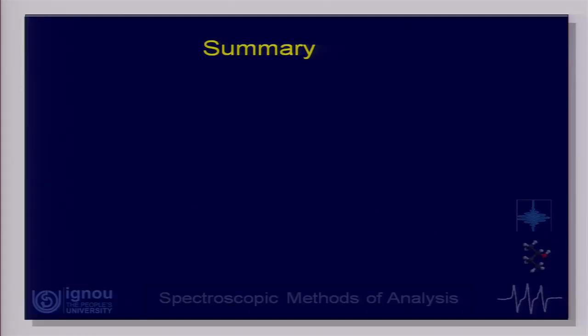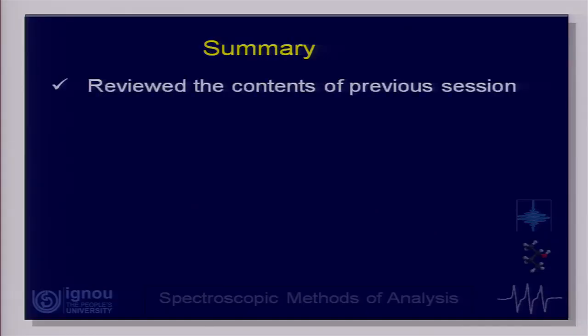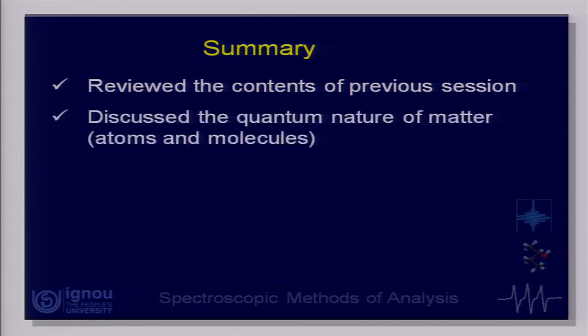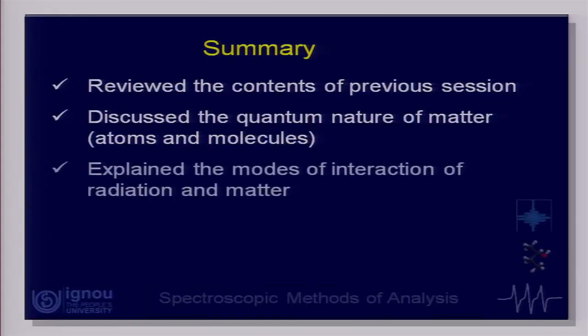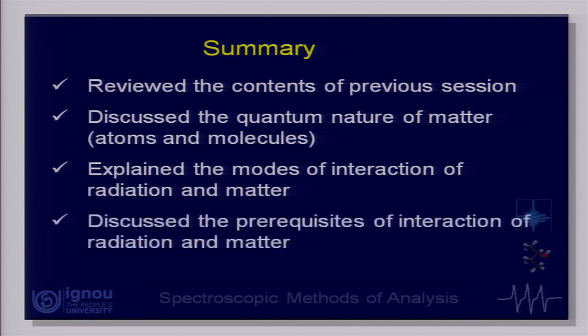What we have done today is that we started by reviewing the contents of the previous session. Thereafter, we discussed the quantum mechanical nature of matter, that is atoms and molecules. We realized that in the case of atoms, the electronic energies are quantized, whereas in the case of molecules, the electronic, vibrational and rotational energies are all quantized. Thereafter, we took up different modes of interaction of radiation and matter. We discussed primarily the absorption, emission and scattering of radiation. So, there are three important modes of interaction of radiation and matter. And thereafter, we discussed the prerequisites for the interaction of radiation and matter.